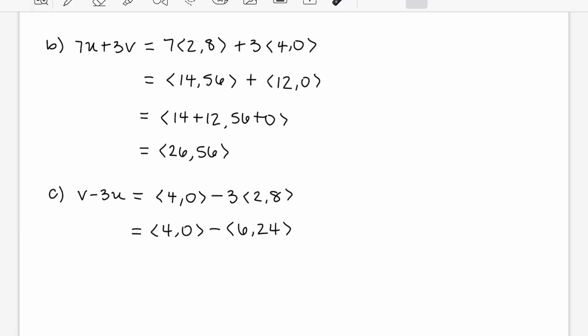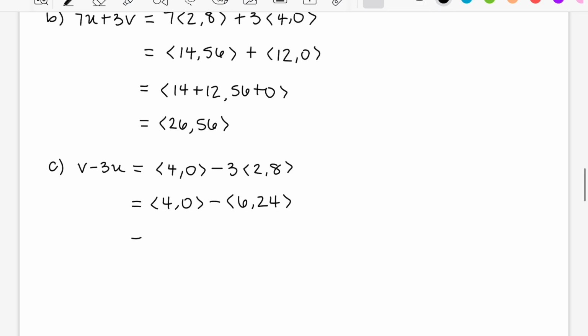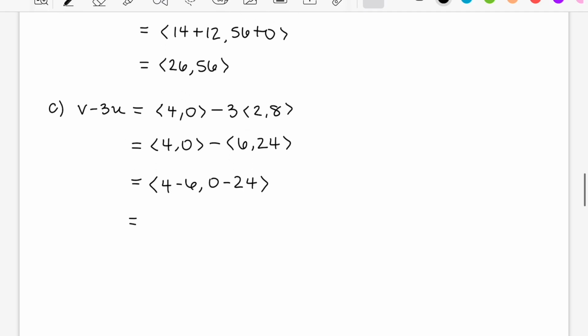Now we want to subtract these guys, so we're going to subtract our horizontal and vertical components separately. So we'll have 4 minus 6, and then 0 minus 24. And then our resulting vector will be negative 2, negative 24.